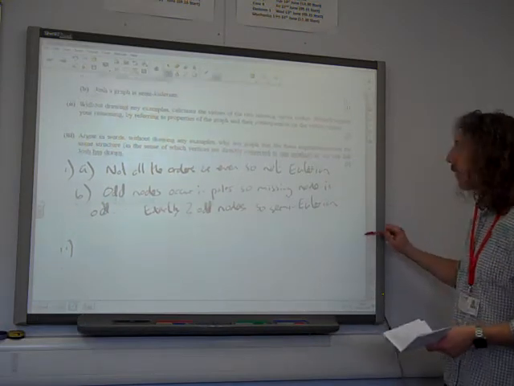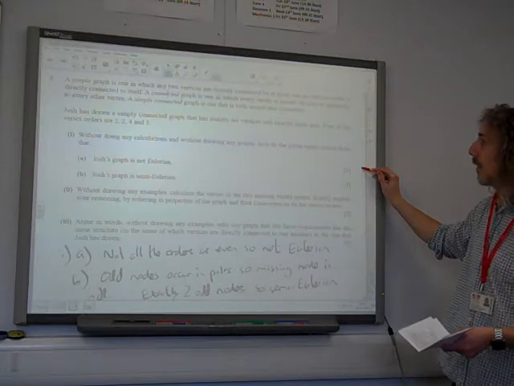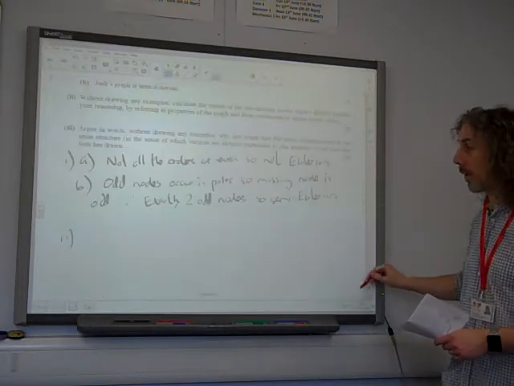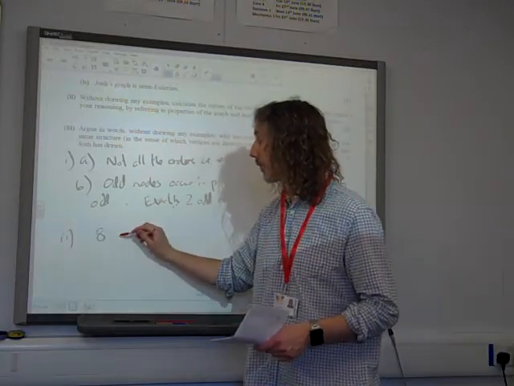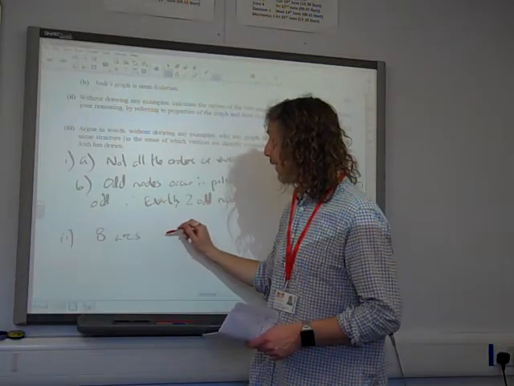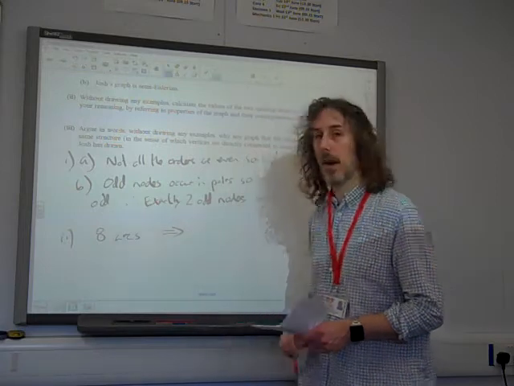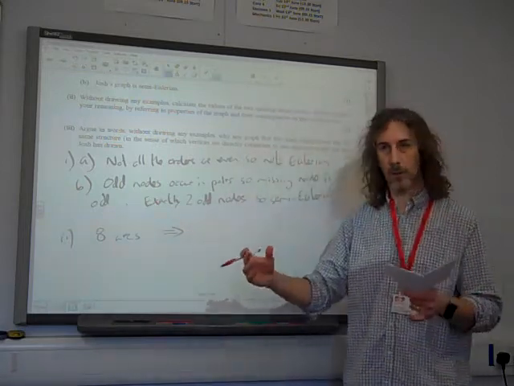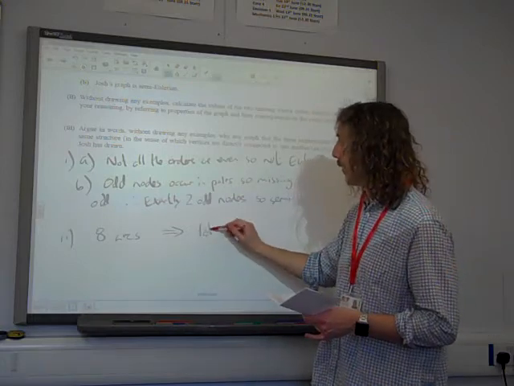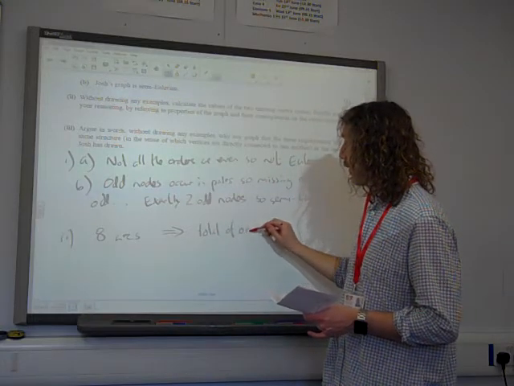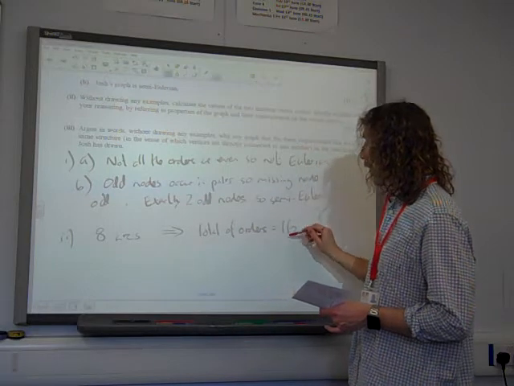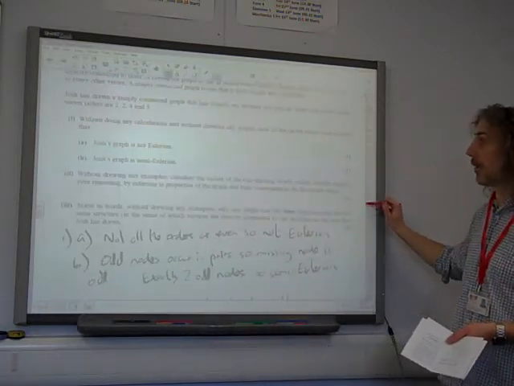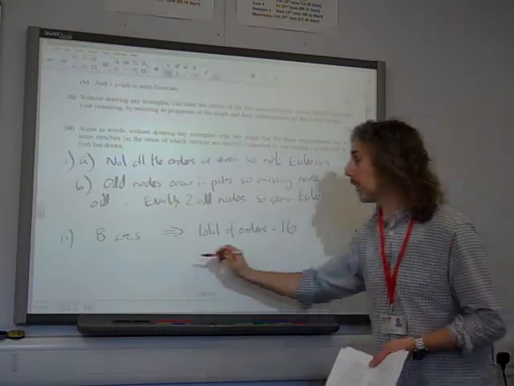So, we are told that there are 6 vertices and 8 arcs. If there are 8 arcs, then each arc contributes 2 to the total of all the orders. So the total of the orders must be 16. If we add together the numbers that we've been given, 2, 2, 4 and 5.